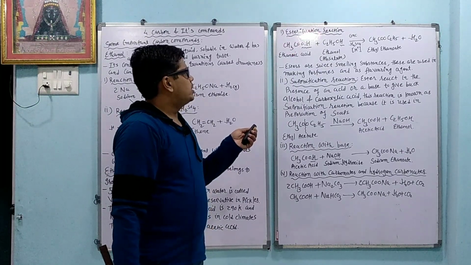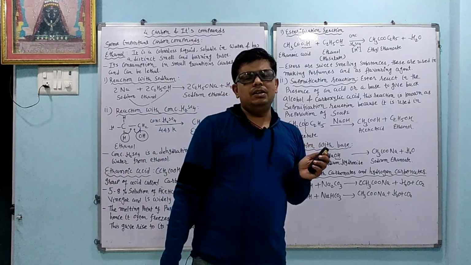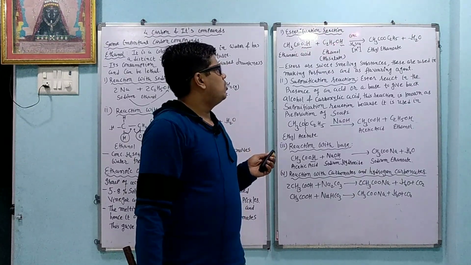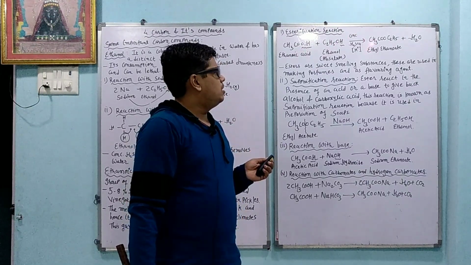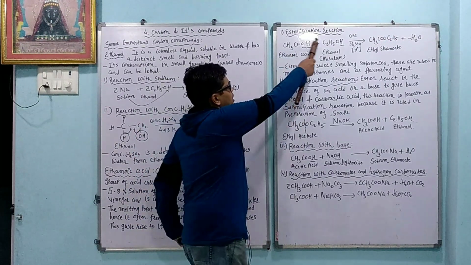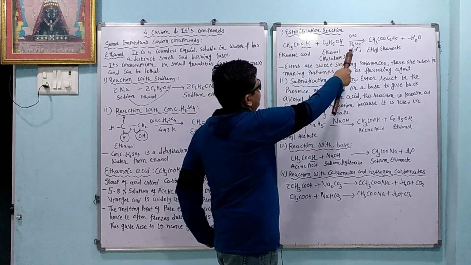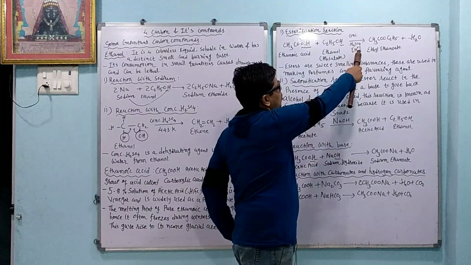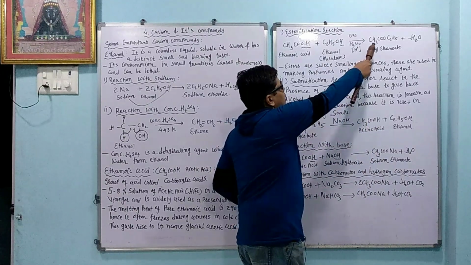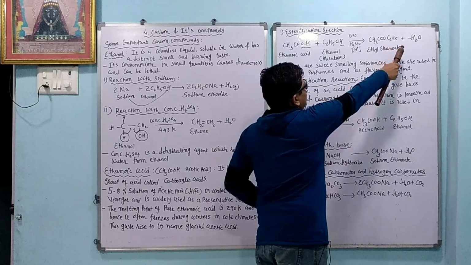Dear student, the most important reaction is the esterification reaction. In the esterification reaction, an organic acid and alcohol react in the presence of acid and we get an ester, the COO group, plus water. Ethanoic acid plus 1 mole of alcohol react in the presence of sulfuric acid, or this H+ indicates any acid, and give 1 mole of ethyl acetate plus H2O.